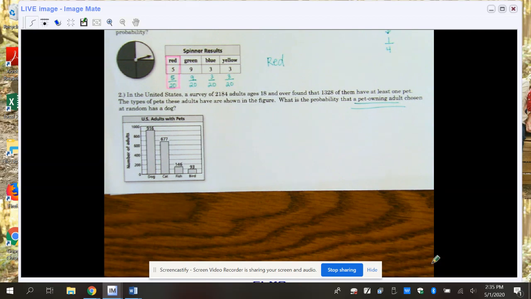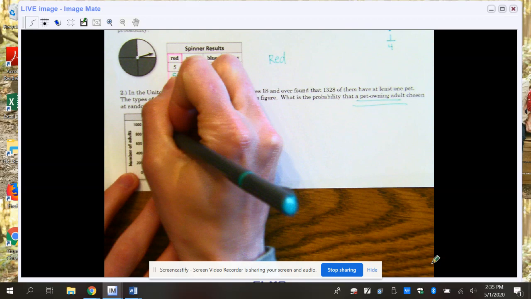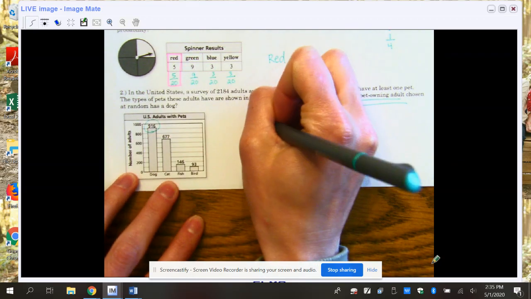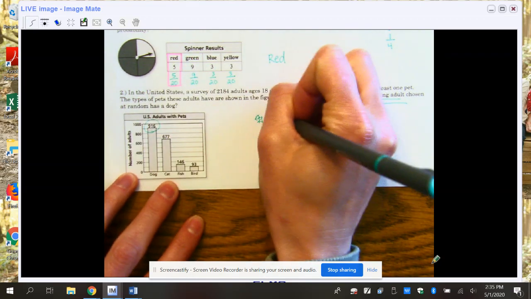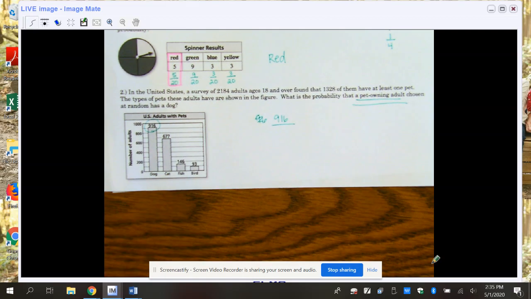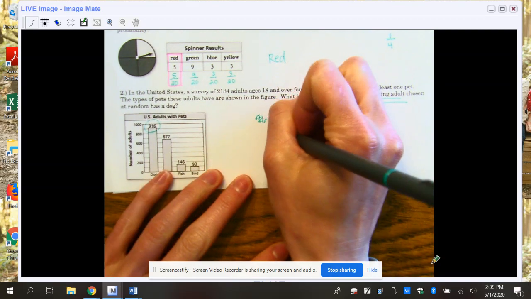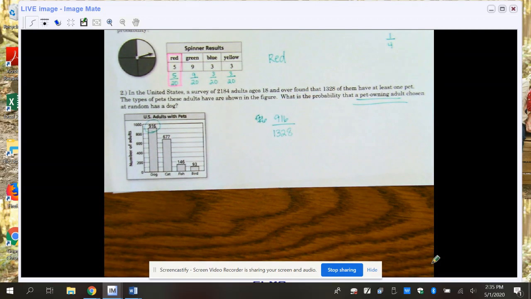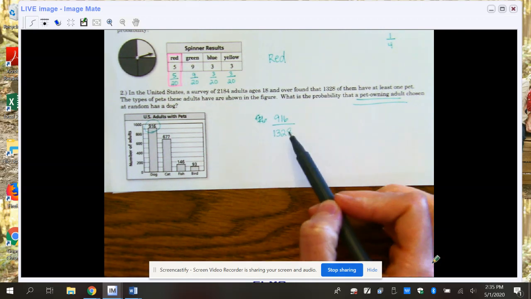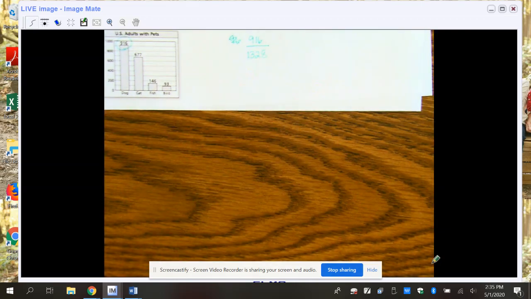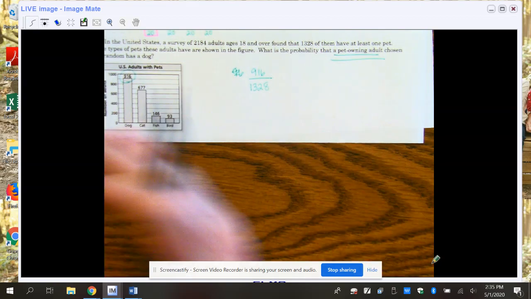So if we think of favorable over total, there are 916 that have a dog, and if we're only focusing on pet-owning adults, that denominator is going to be 1,328. So this one especially, I would say change this to a percent, because that would be annoying to have to simplify.